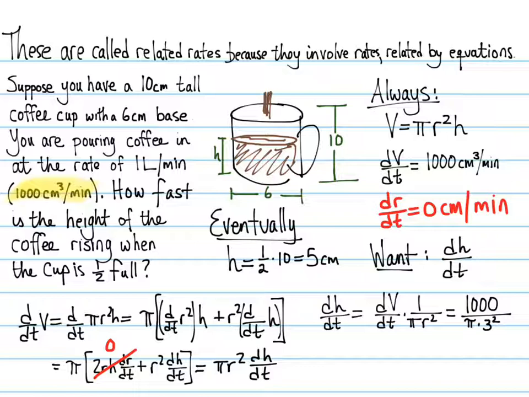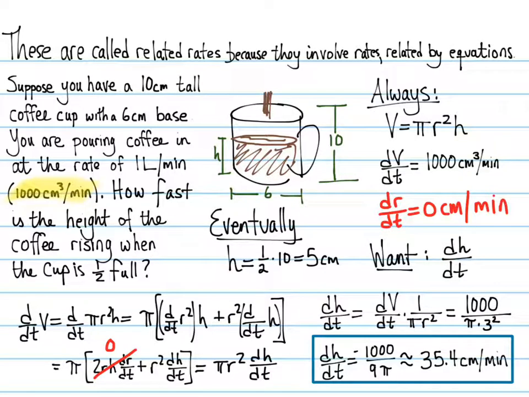So dh/dt equals, so now we're going to solve for dh/dt because that's what we want. So we take dV/dt and divide by pi r squared. Now if the diameter is 6, r is 3, and so we just get 1,000 divided by pi times 3 squared. And what we wind up getting is approximately 35.4 centimeters per minute, which is about 1/2 of a centimeter per second. So that coffee cup is going to get full very fast.